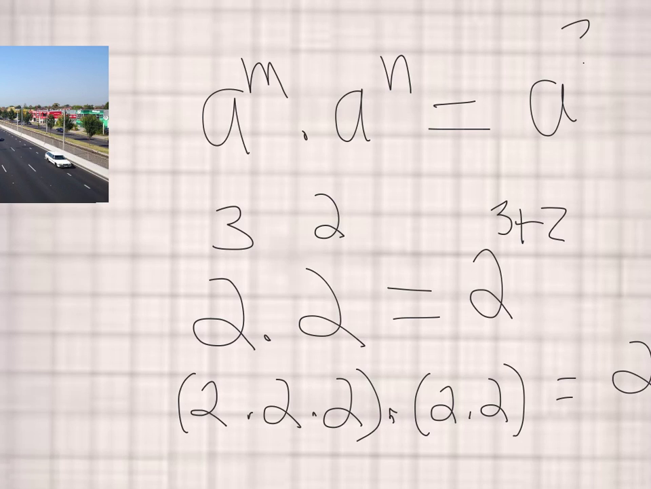So if it works for numbers, that's the parking lot, and then this one is the freeway. When I had 2 to the power 3 times 2 to the power 2, it gave me 2 to the power 3 plus 2. So therefore, when I have a to the power m times a to the power n, it's going to give me a to the power, you guessed it, m plus n. Now pause the video and try a few examples on your own.